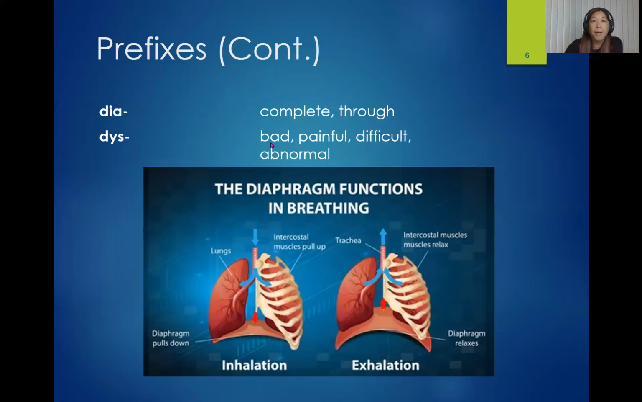Dys means painful or bad or difficult or abnormal. So you can have dysplasia, which is the abnormality of the development or formation of cells, or you could have something like dysphagia, which is painful swallowing.